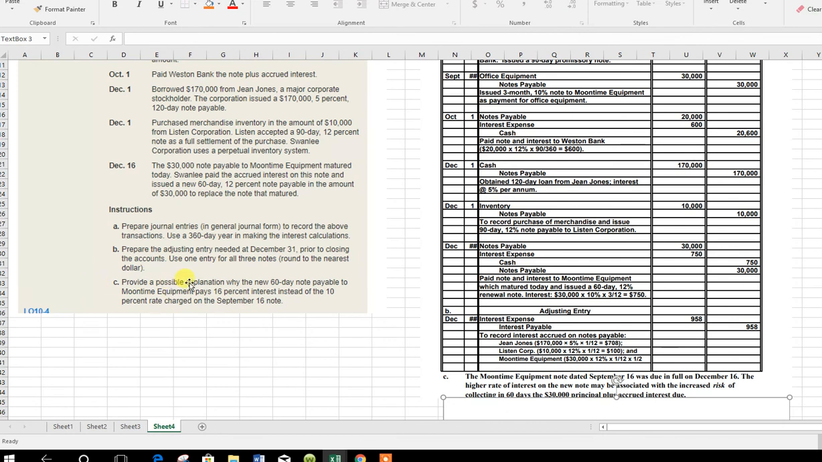The last question is why the new 60-day note payable to Moontime Equipment pays 12% interest instead of 10%. Well, possibly the interest rate could have simply changed in that time period, but also the fact that they didn't pay it off, the risk has increased, so you might charge them a higher interest rate. So hopefully that helps.